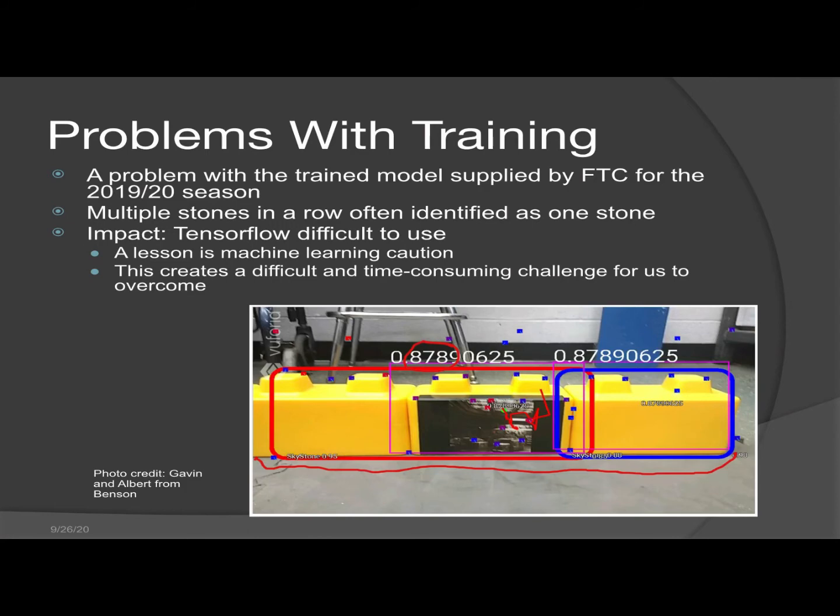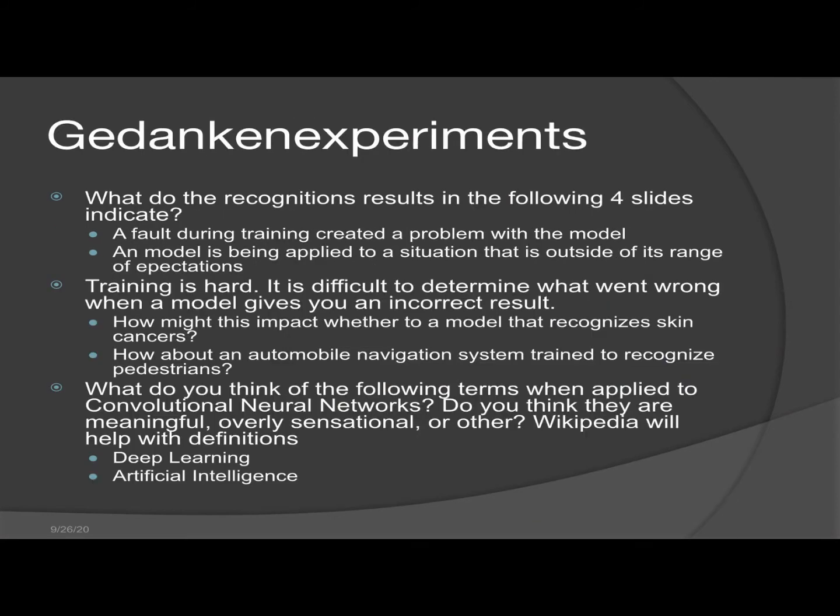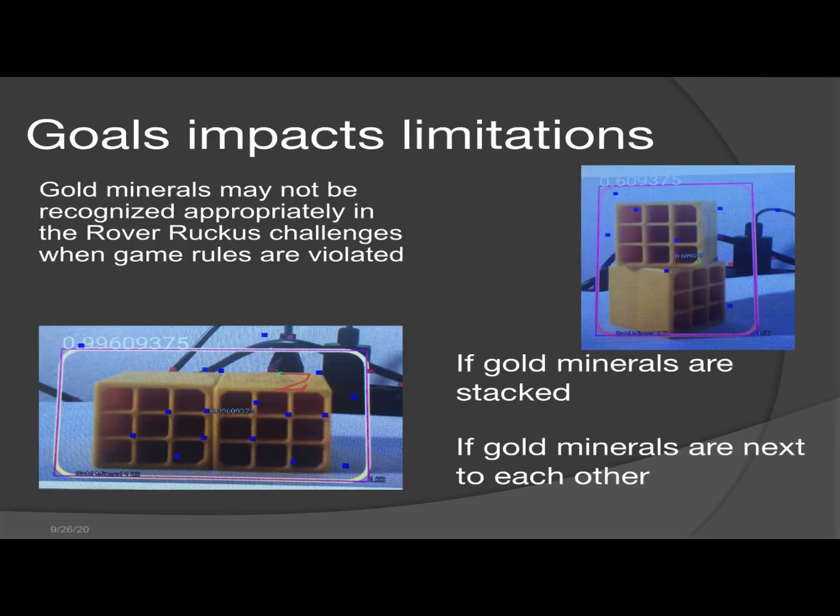So what kind of other situations can occur? Let's just take a look at some thought experiments of what can happen. So this is an example within the Rover Ruckus game of what happens if you have two gold minerals beside each other or two on top of each other. In this case, it recognized each one of those situations as a single gold mineral instead of a double.